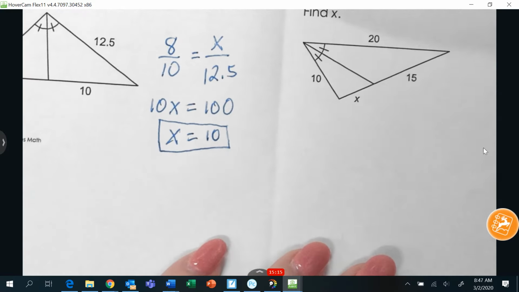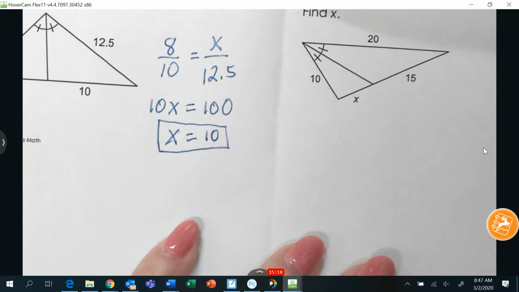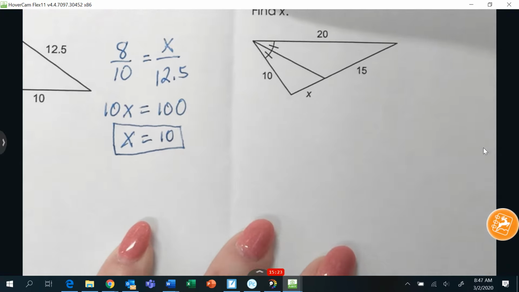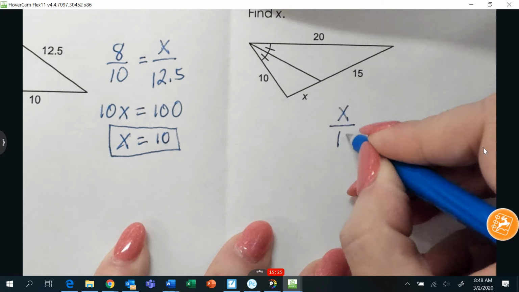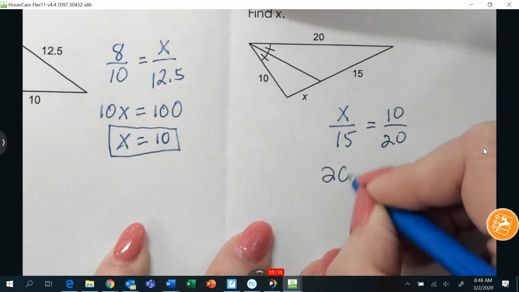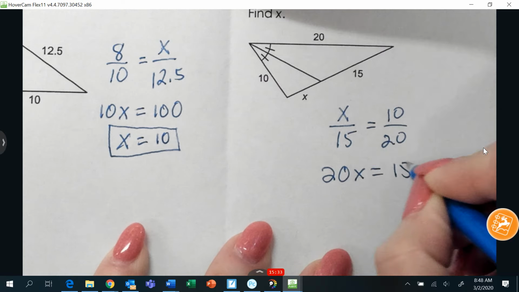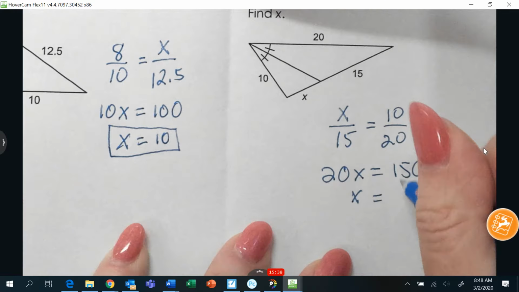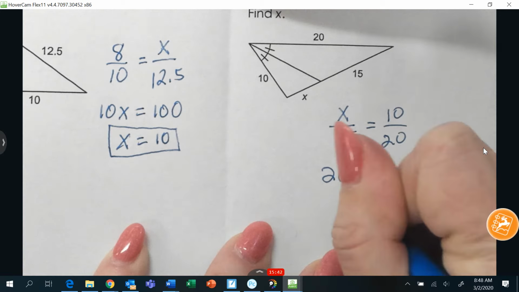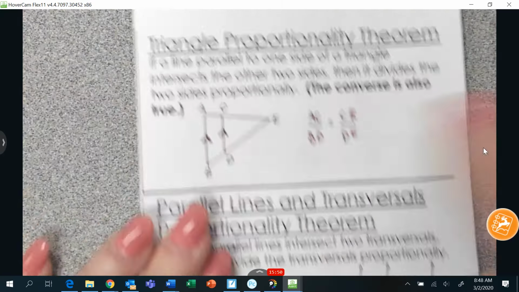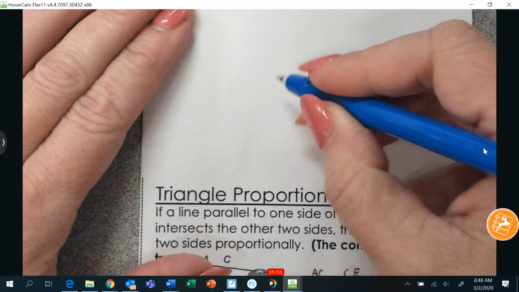All right. And then, Maggie, can you help me set this one up? Okay. Cross multiply. Yeah, you're right. Very good. So those are our notes for today. By the way, this is section 4, if it matters to you.